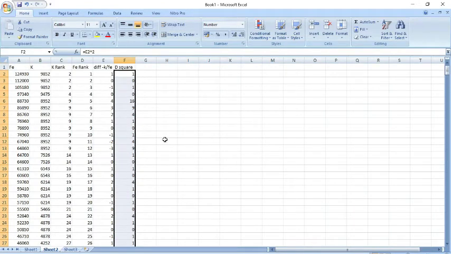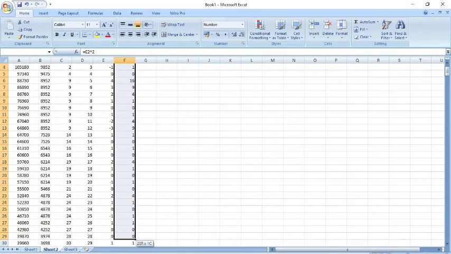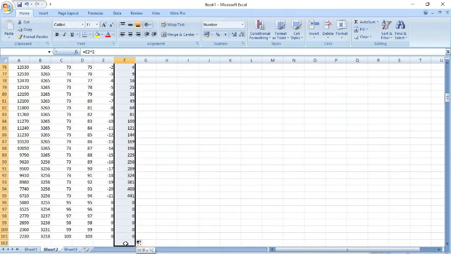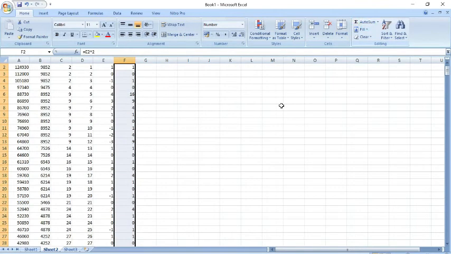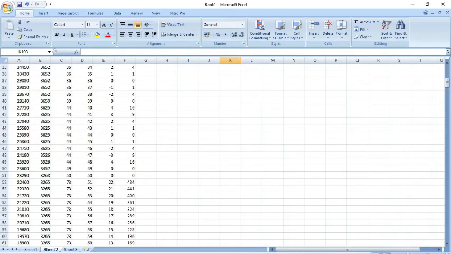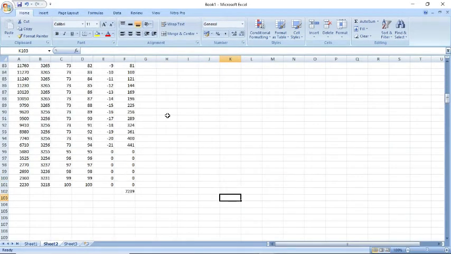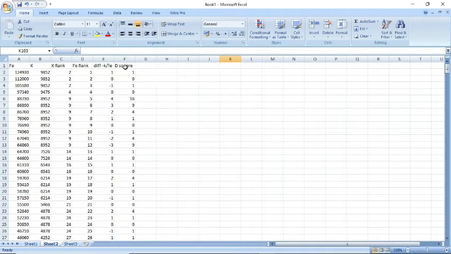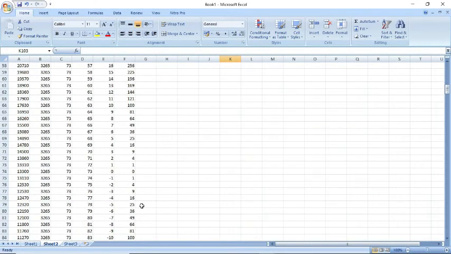The sum. What sum are we looking at? We are going to do the sum of this. The sum of this is this. Okay, now let's go. The summation of d squared, which is the difference between this and this, is this.